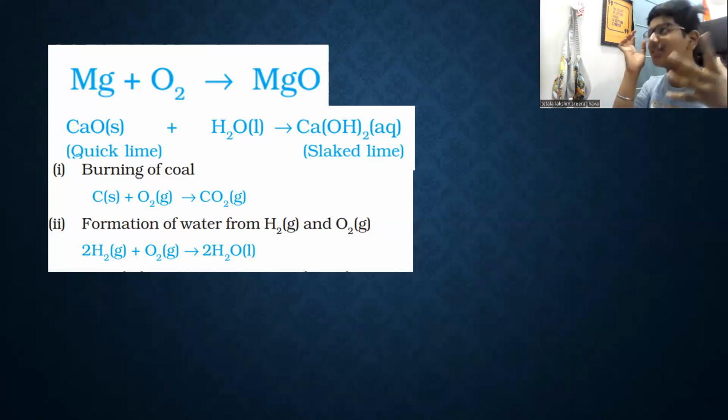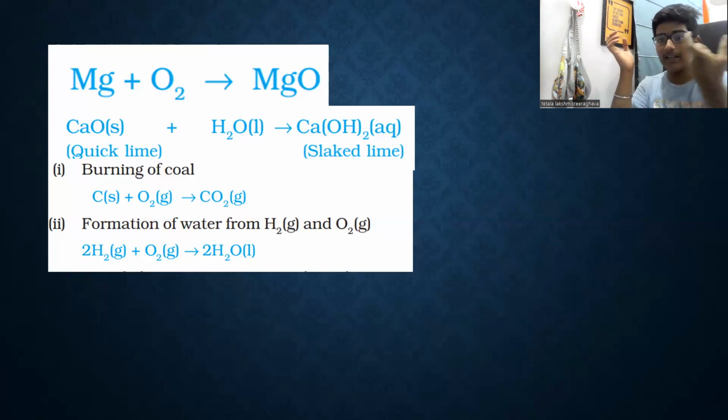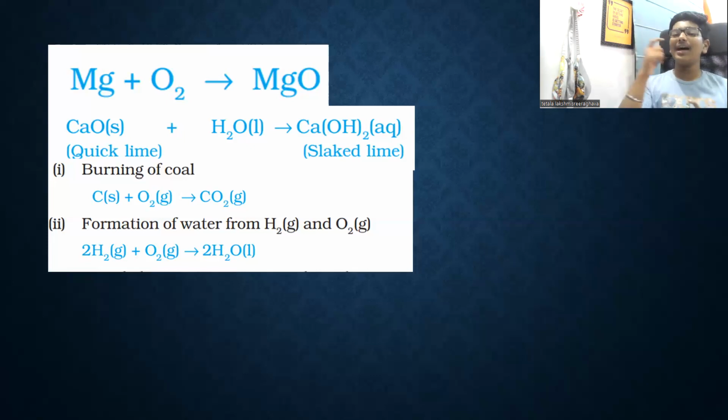Now, I started with balancing magnesium and oxygen, right? So, the board might ask you, why is it necessary to balance a chemical equation? The answer should be like, according to the law of conservation of mass, mass can neither be created nor destroyed, it can just be transferred. Therefore, we have to balance the chemical equation. That's your answer, and you'll get your 2 marks because probably they'll ask you for 2 marks only, right?